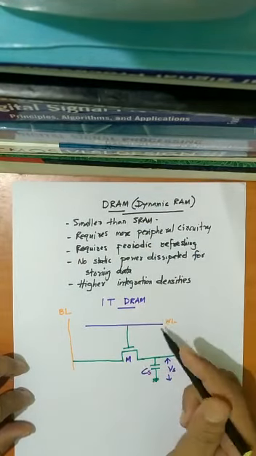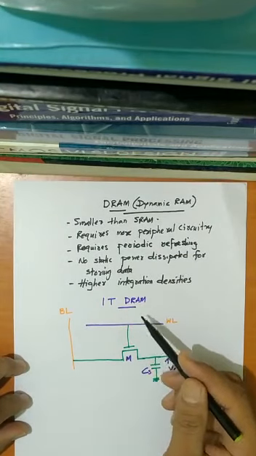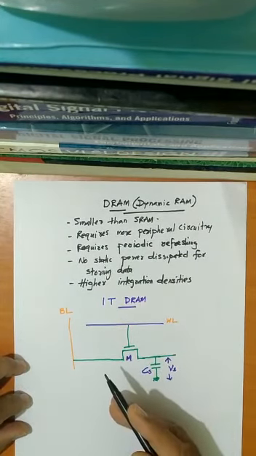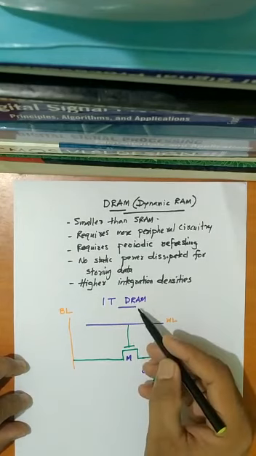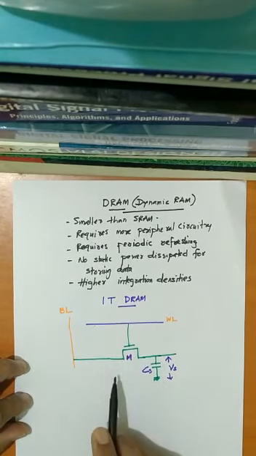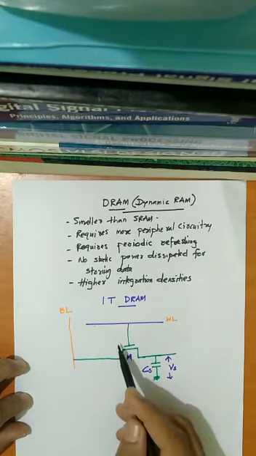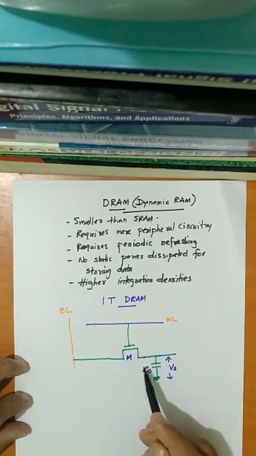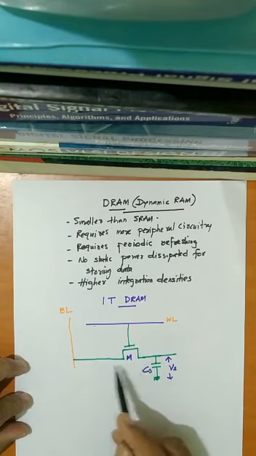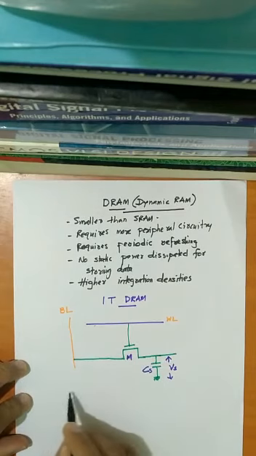A popular implementation of dynamic RAM is with one transistor; a 3 transistor implementation is also there. So let us see this one transistor DRAM. The circuit is as shown. It has the word line and bit line. Between the word line and bit line, an NMOS transistor is connected. So this is nothing but a pass transistor.